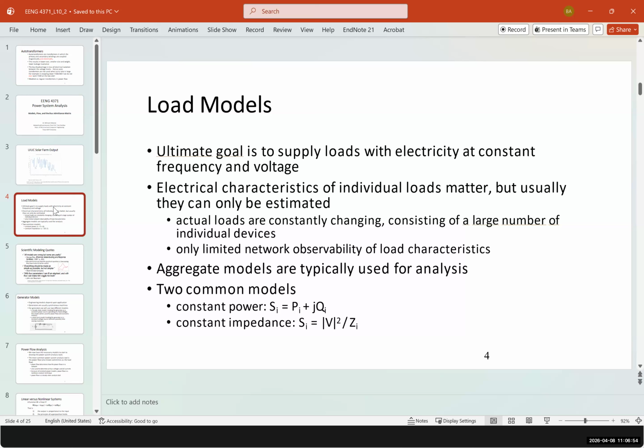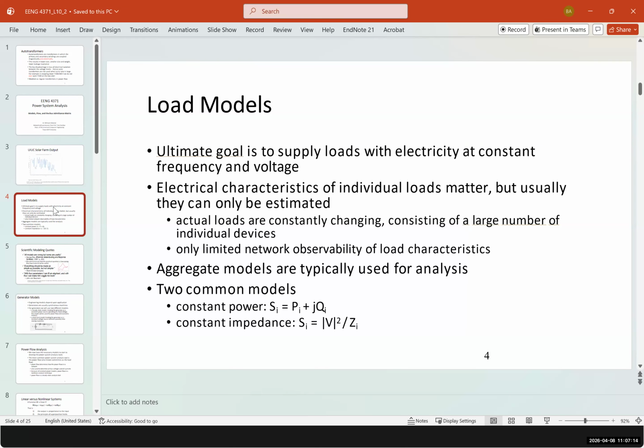The other thing is that electrical characteristics of individual loads matter, but usually they can only be estimated. We don't have perfect models. All of them are estimations, and I'll explain more about that.